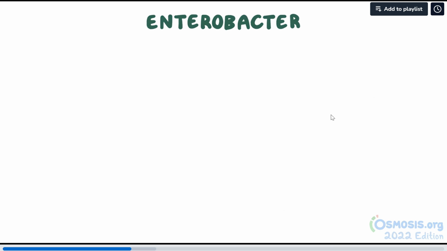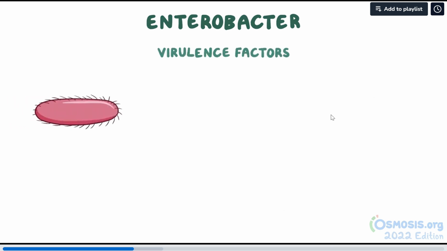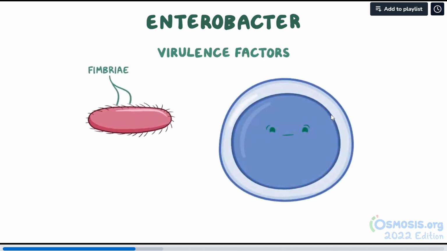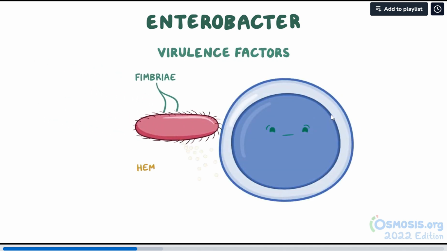Now, Enterobacter has very few notable virulence factors, such as fimbriae, which help it attach to host cells, and they secrete hemolysins, which cause formation of tiny holes in the host membrane, leading to cell damage.